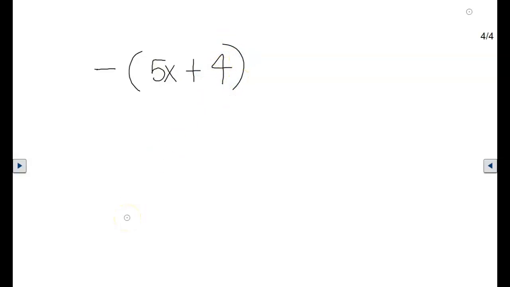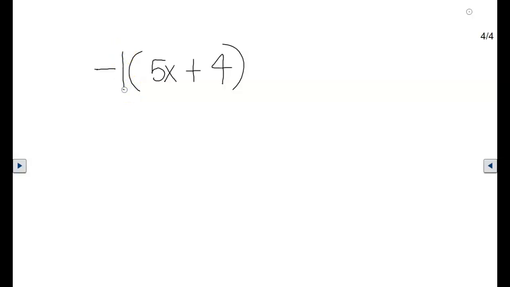Now, when I see this problem, notice that in front of my parentheses, I only see a negative sign. We know what that means, though. That doesn't mean that we forgot to write the number out there. That means that the number is a what? The number is a 1. There should be a 1 right there in front of those parentheses.